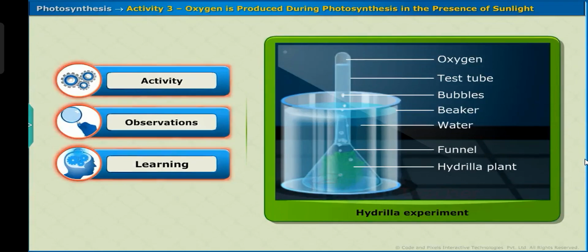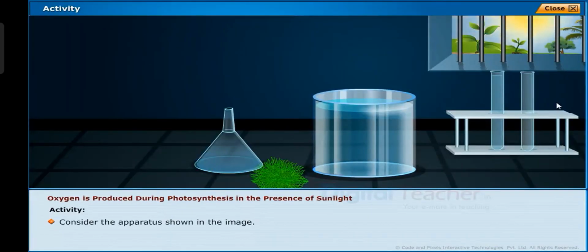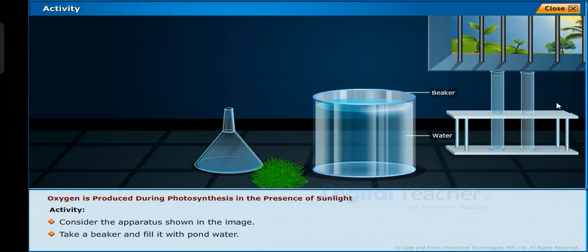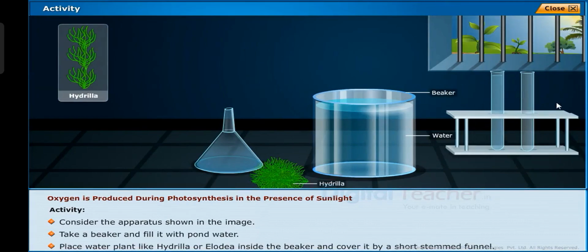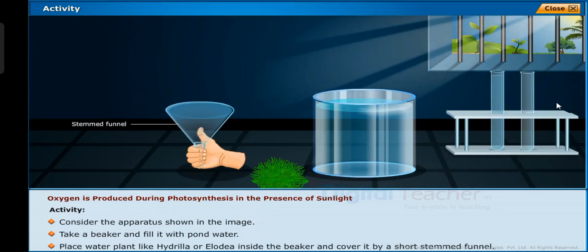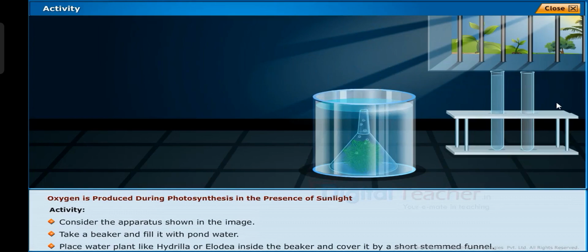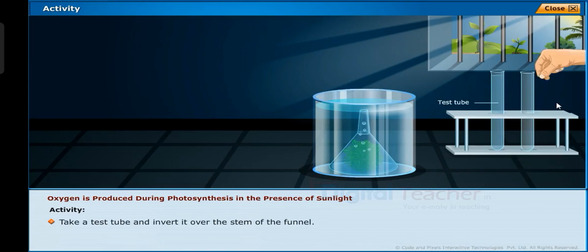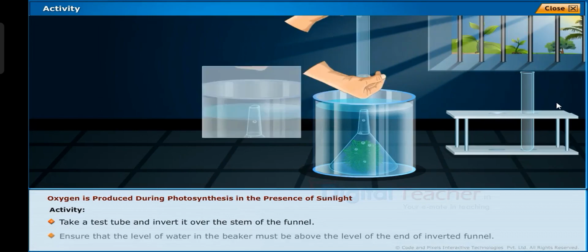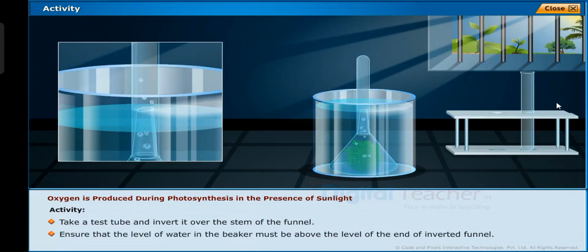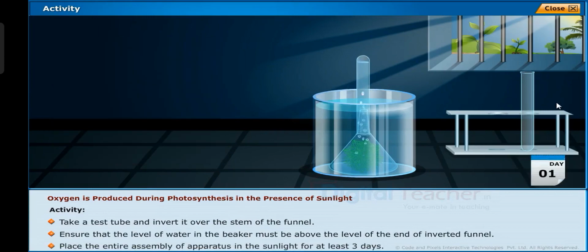Here, let us perform an activity to understand how oxygen is produced during photosynthesis in the presence of sunlight. Click each tab to know more. Consider the apparatus shown in the image. Take a beaker and fill it with pond water. Place a water plant like hydrilla or elodea inside the beaker and cover it with a short-stemmed funnel. Take a test tube and invert it over the stem of the funnel. Ensure that the level of water in the beaker is above the level of the end of the inverted funnel. Place the entire assembly of apparatus in the sunlight for at least 3 days.